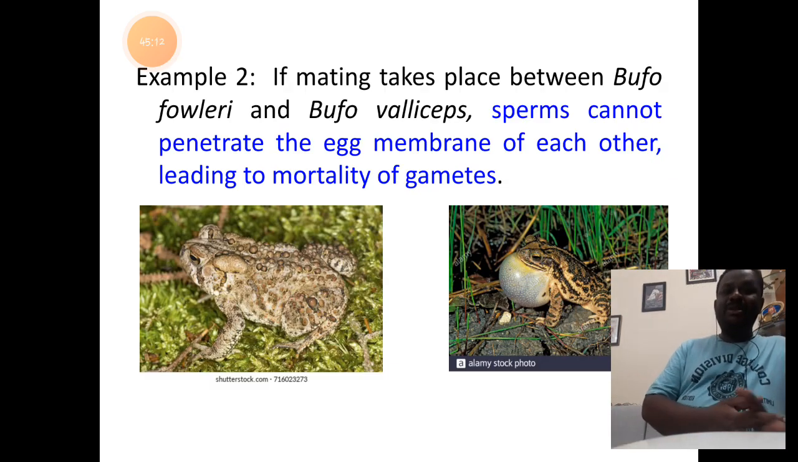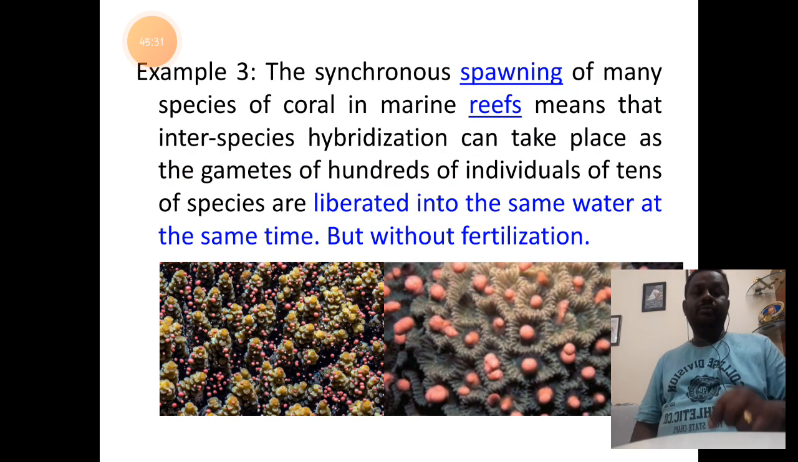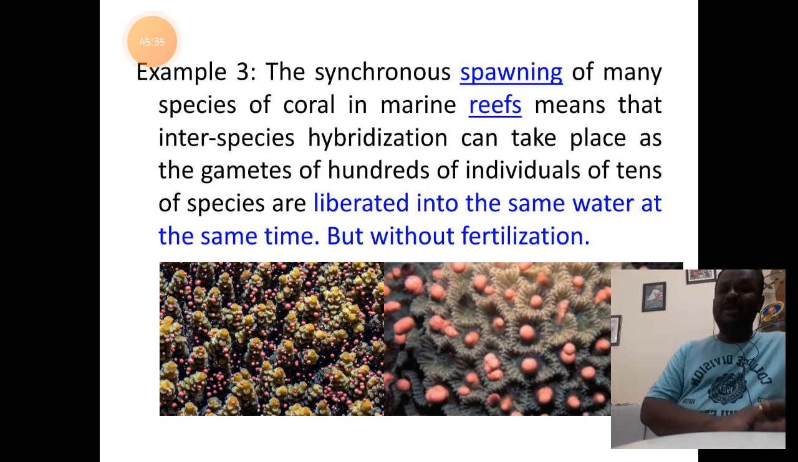The second example is Bufo fowleri and Bufo valliceps, where sperms of one species cannot penetrate the egg membrane of the other species. It is because of the chemical incompatibility, so gametes will die. A similar process is seen related to the coral species of the given area.